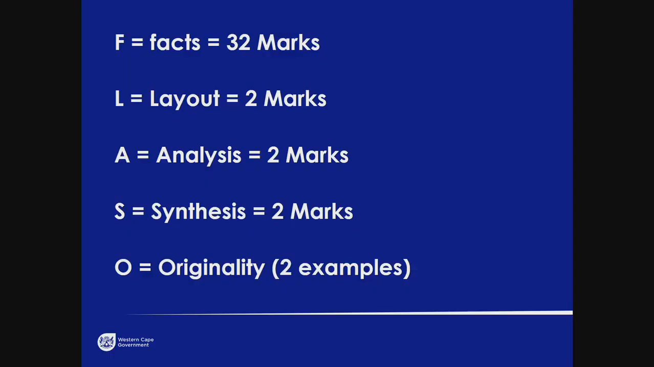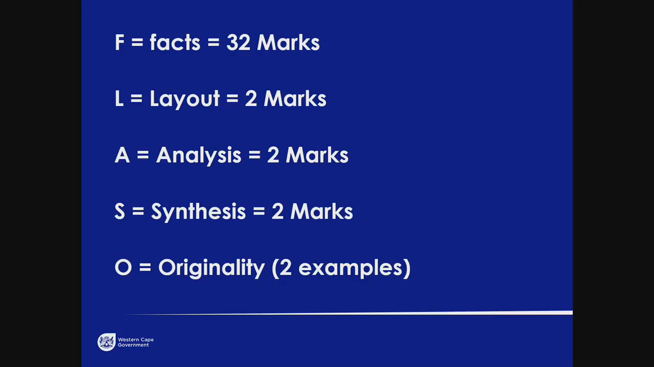Then we have analysis marks, and this is awarded for your headings that you have in the body of the essay. So if there are 4 bullet points and you have all 4 headings in the body of your essay, you will be awarded 1 of those A marks for the analysis. And then if you got at least 16 out of the 32 marks for facts, you'll get the second A awarded for analysis.